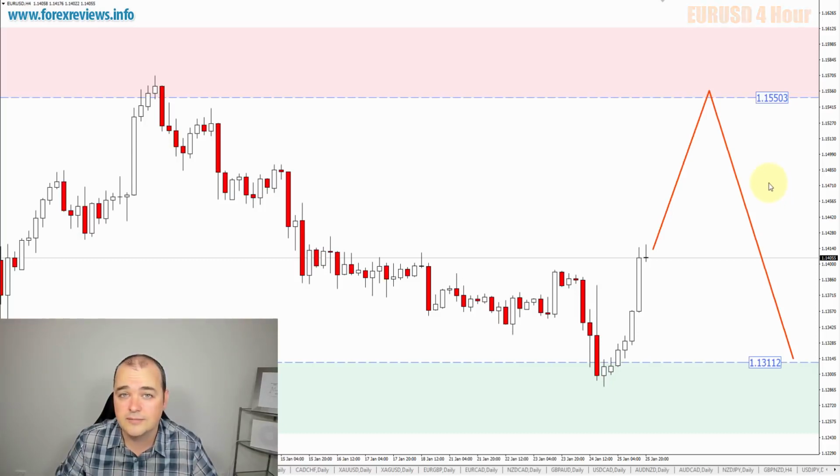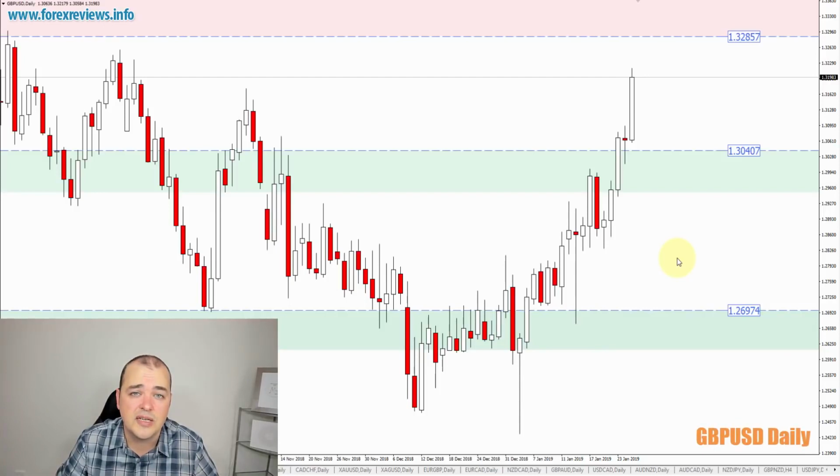Okay, well that's it for that market. The next pair to cover is GBUSD, and I'm on the daily chart. Last week in price action, GBUSD was a great performing market for all these people holding a buy trade from the recent test of the 126.97 zone area.